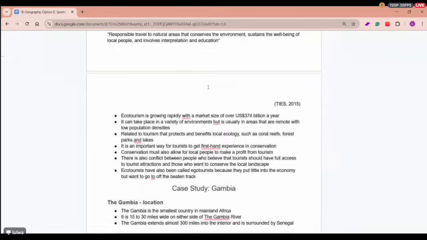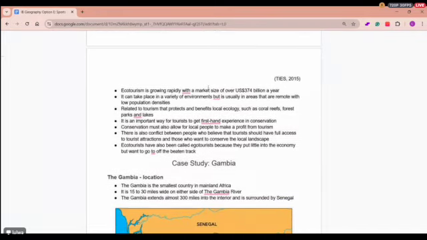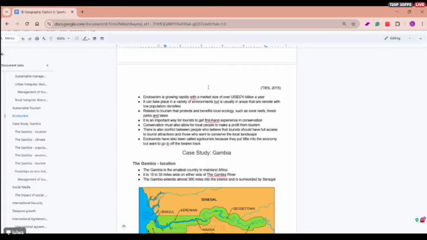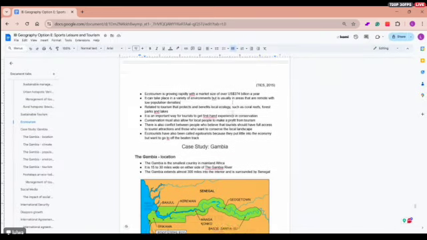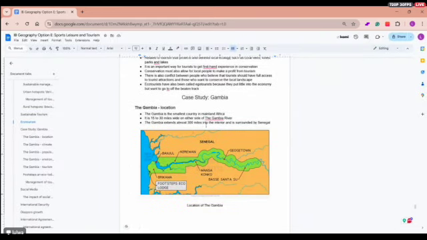It can take place in a variety of environments, but it's usually in remote areas. And it's related to tourism that protects and benefits ecology, such as coral reefs, forests, parks, and lakes. And conservation must also allow for local people to make a profit from the tourism. So, a case study of ecotourism is Gambia.